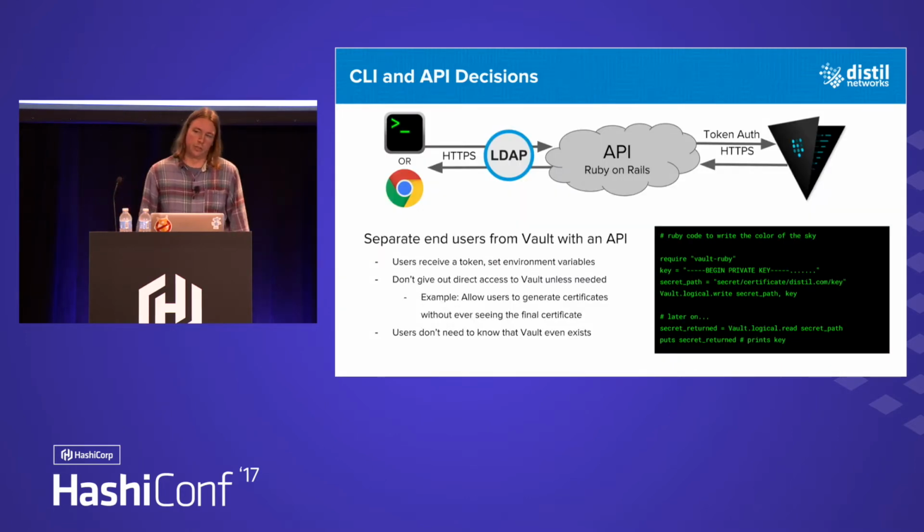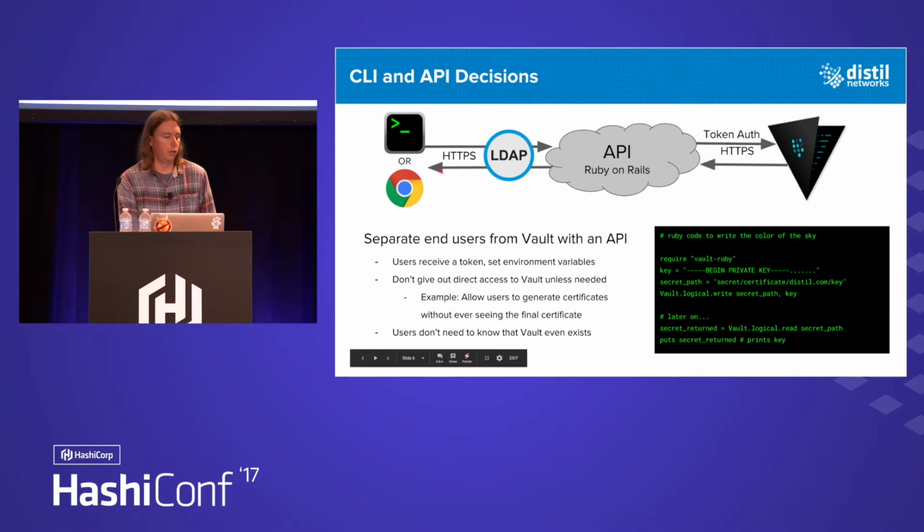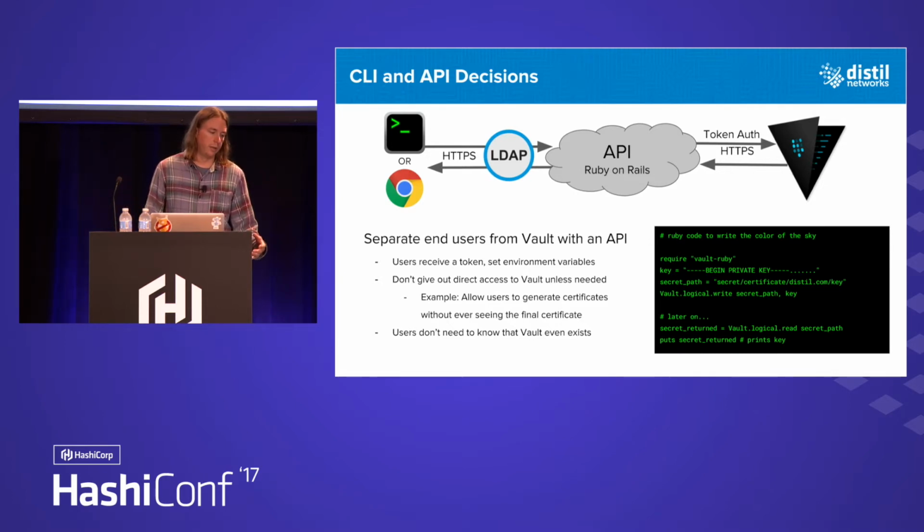So that's the basic infrastructure setup. But what I would recommend is separating the end users, depending on who they are, as much as possible from Vault. So the way that I handled this was I created an API. It's running Ruby on Rails, and it allows LDAP logins. So I have people logging in with LDAP into the Rails application, or I have them using a CLI tool that I've also written. So the way that this actually works is they log in with Chrome or whatever browser and pull the token, add it to their environment variables, and then you're able to use their specific token to connect into Rails. And then all the work just happens on the back end.